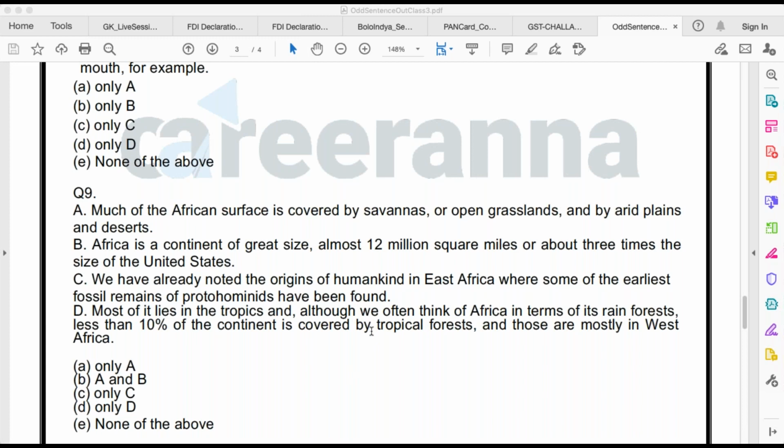And that is the difference. The three sentences, A, B, and D, are talking about the common theme of geography of Africa. While sentence number C is talking about the origin of humankind in Africa, which is not particularly geography.